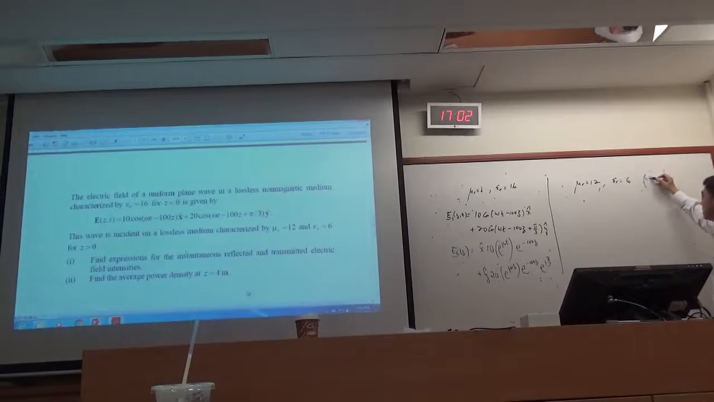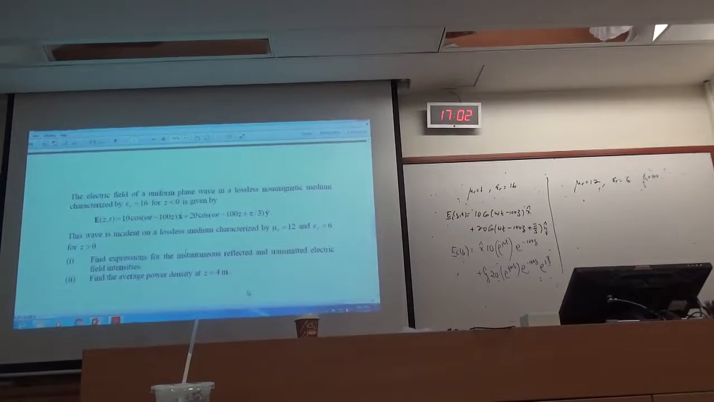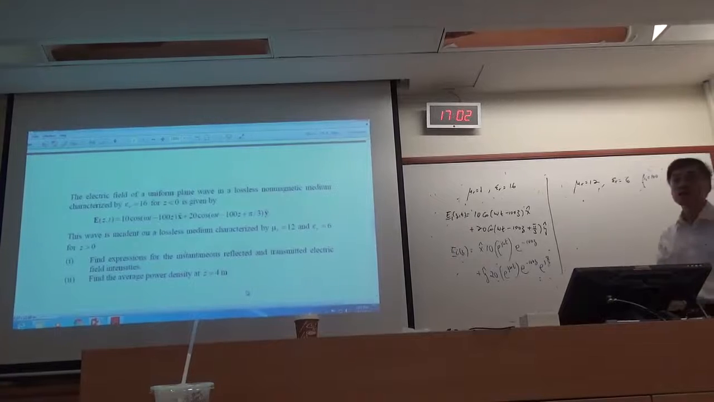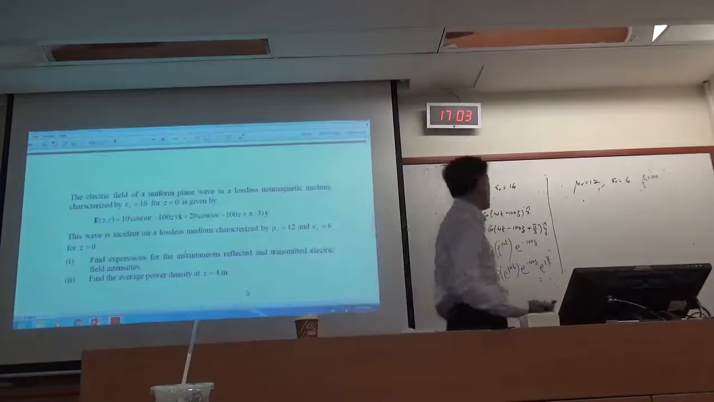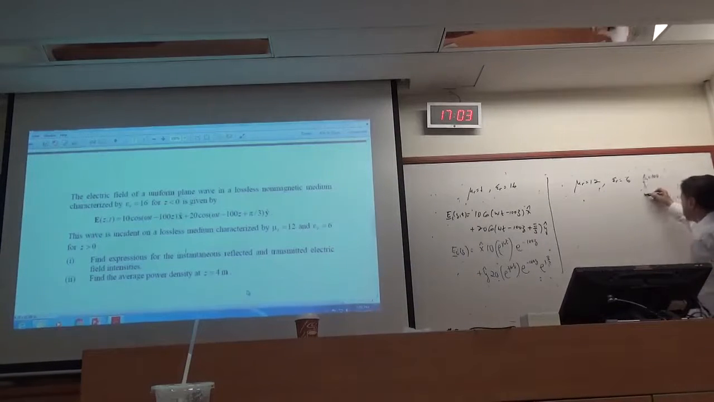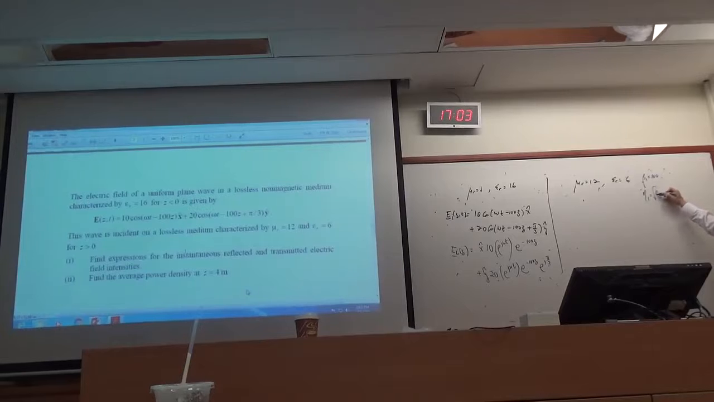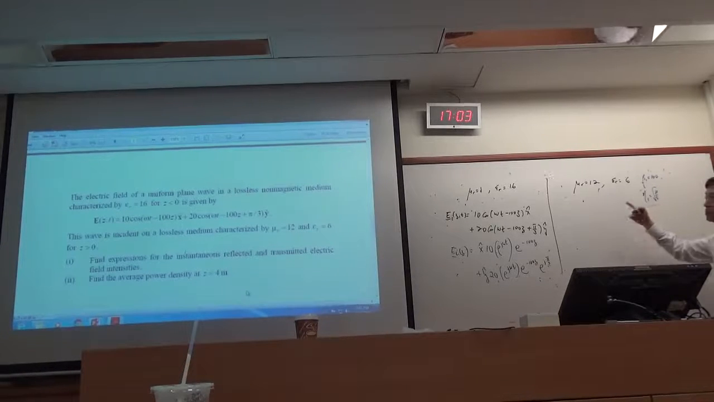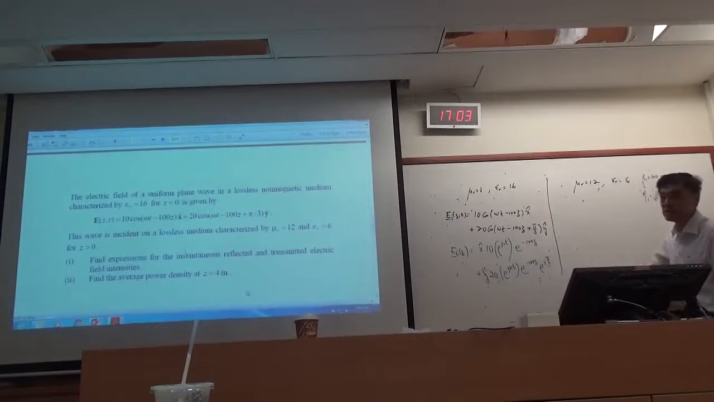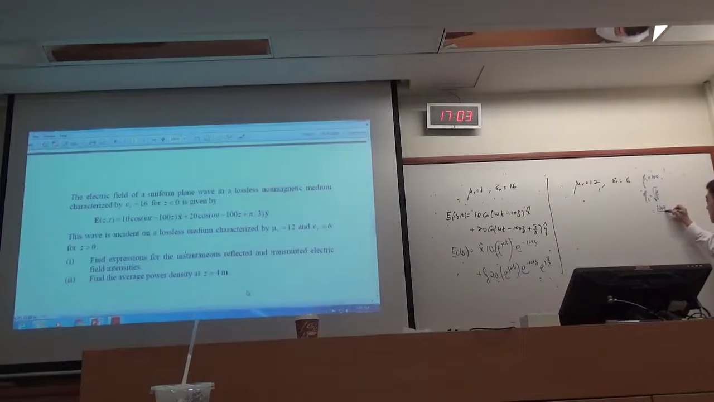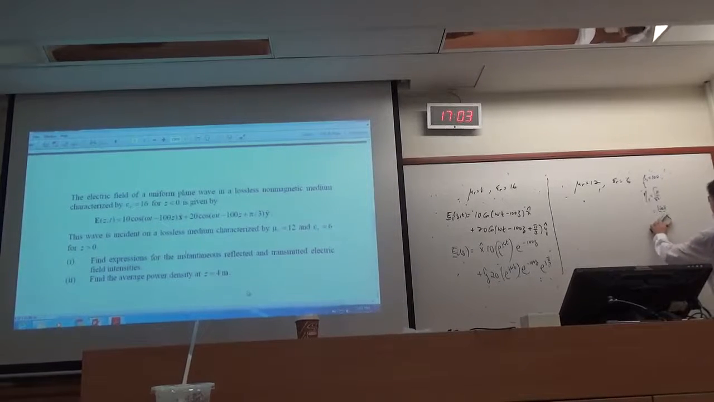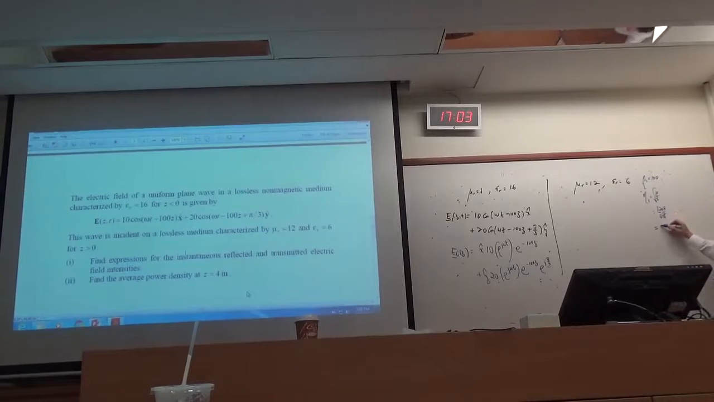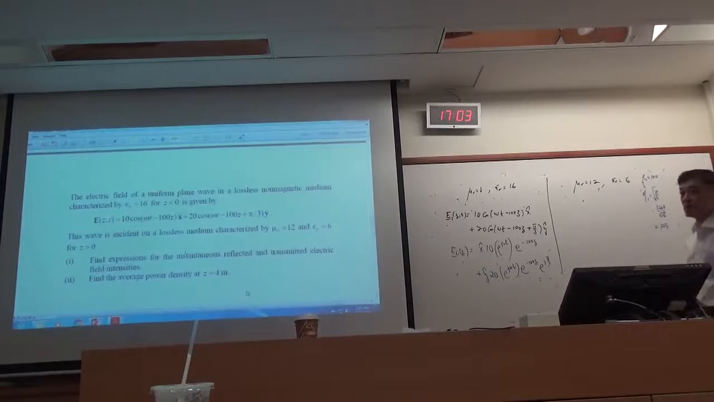What is my beta 1? This is equal to 100. My beta 1 is equal to 100. What is my zeta 1? My zeta 1 is equal to square root of mu over epsilon. Mu r is equal to 1, epsilon r is equal to 16. So this is equal to 120 pi divided by 4, which is equal to 30 pi. Square root of 16 is 4. Okay, I got this one ready.